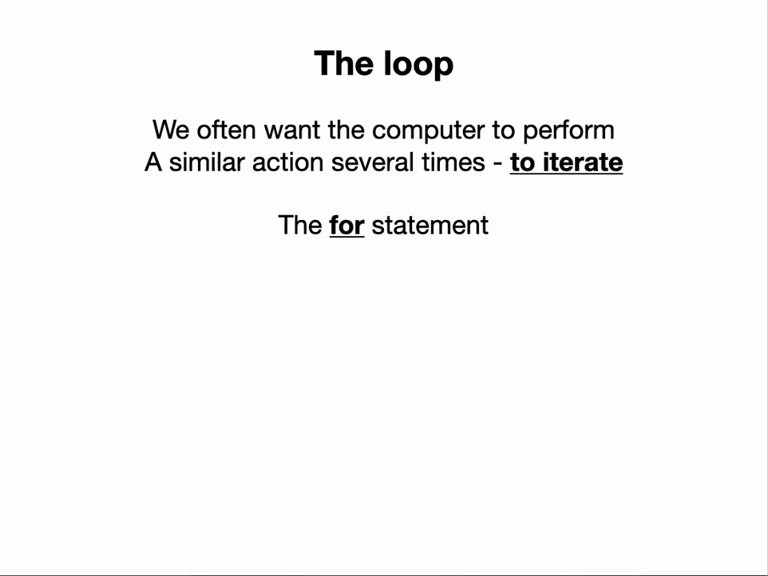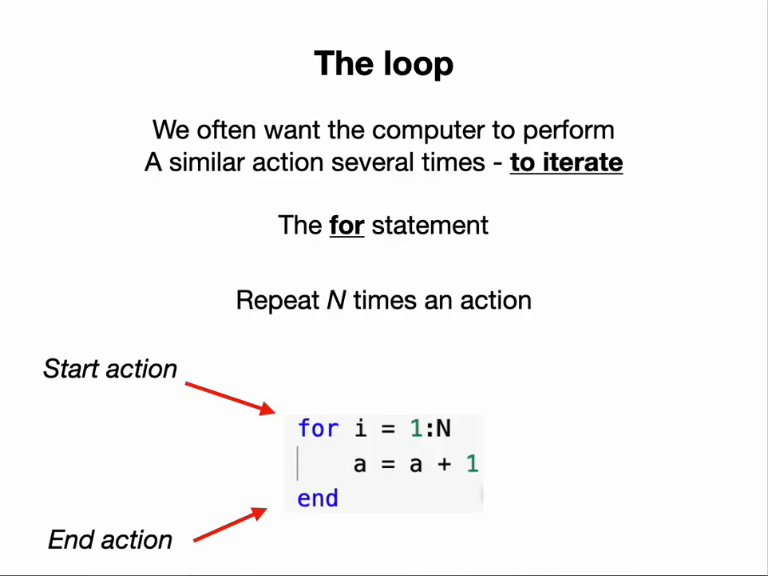So you often want to perform a task repeatedly. So you want a similar action to be repeated several times. And this is called, or the verb for this is, to iterate. You want to iterate. You want to repeat the action. For this, you can use the for statement, which you've seen in some preceding lecture. And the for statement looks like this. You can repeat n times an action, so you need to define what n is.